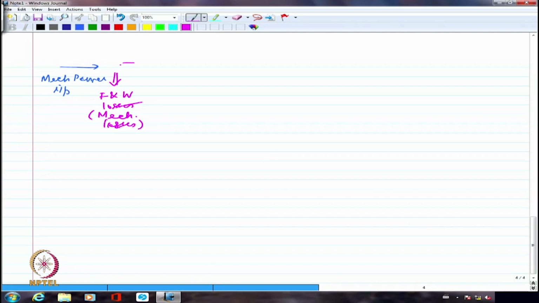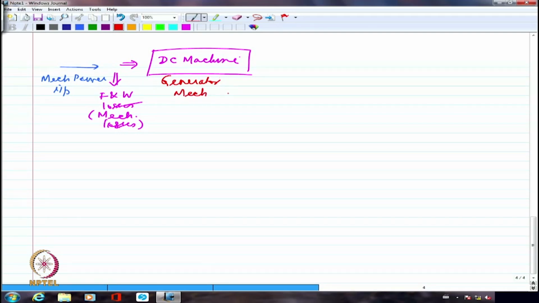What is available after this is being fed to the DC machine. This DC machine, which is working as a generator, is converting the mechanical power into electrical power. That's what it is doing, and through the electromagnetic medium. In between you are having the magnetic medium. That is what is allowing the conversion to take place.